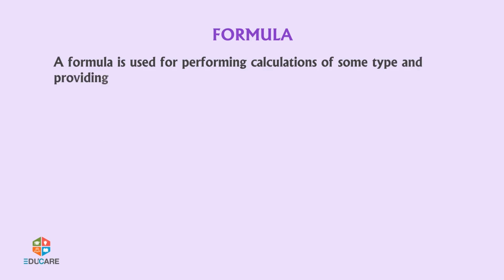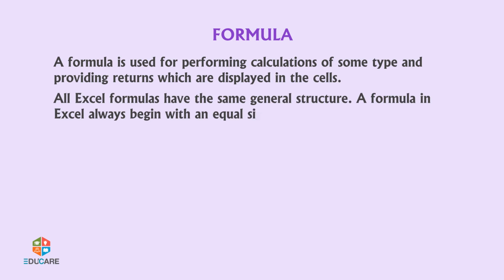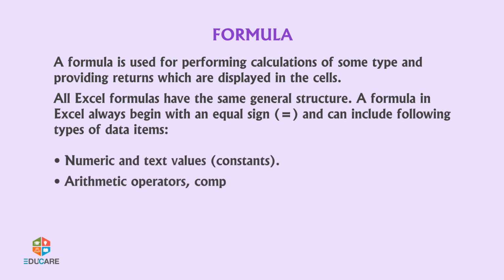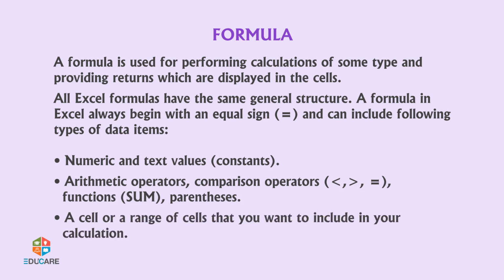Formulas. A formula is used for performing calculations of some type and providing returns which are displayed in the cells. All Excel formulas have the same general structure. A formula in Excel always begins with an equal sign and can include the following types of data items: numeric and text values, constants, arithmetic operators, comparison operators, functions, sum, parentheses, and a cell or a range of cells that you want to include in your calculation.